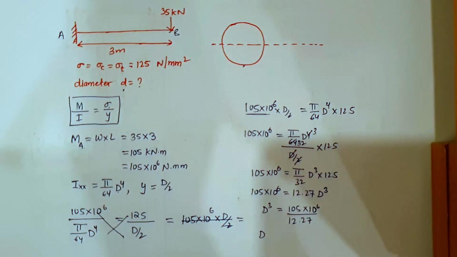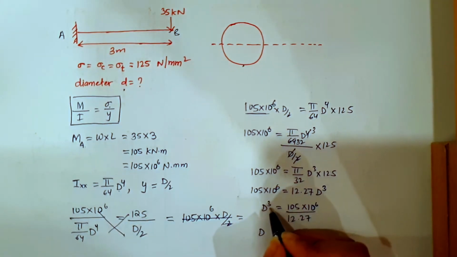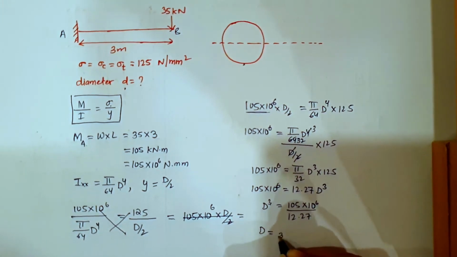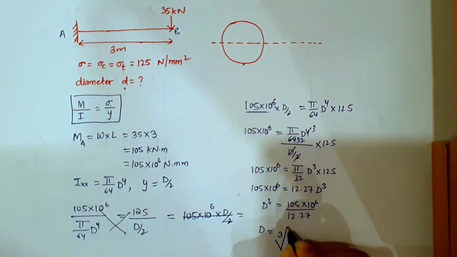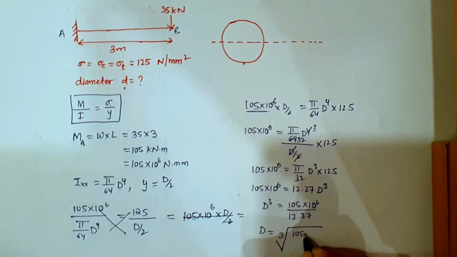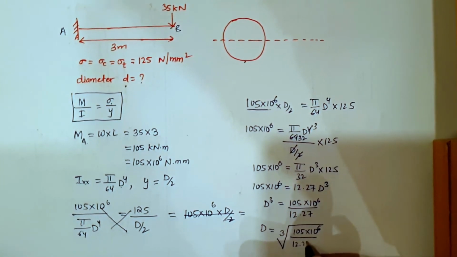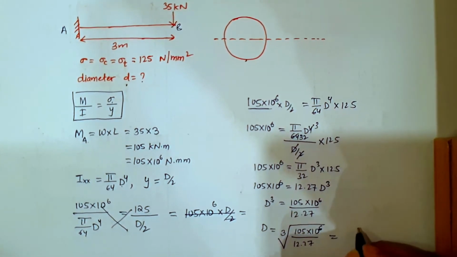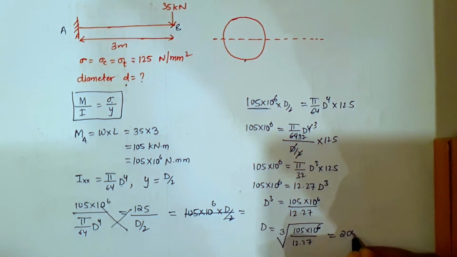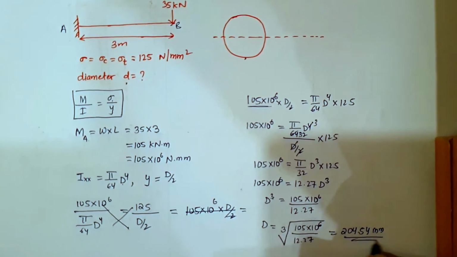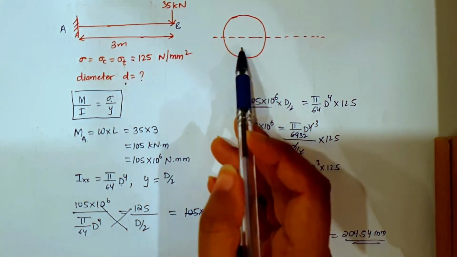Now if you want to remove this power, d raised to power 3, all you have to do is take the cube root of 105 into 10 raised to power 6 divided by 12.27. This will give you 204.54 mm. So this is the diameter of this circle.